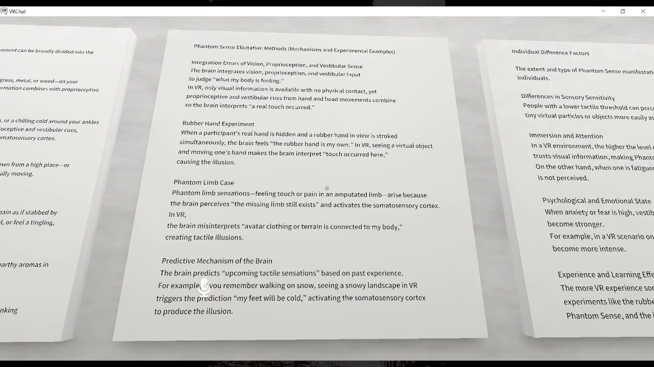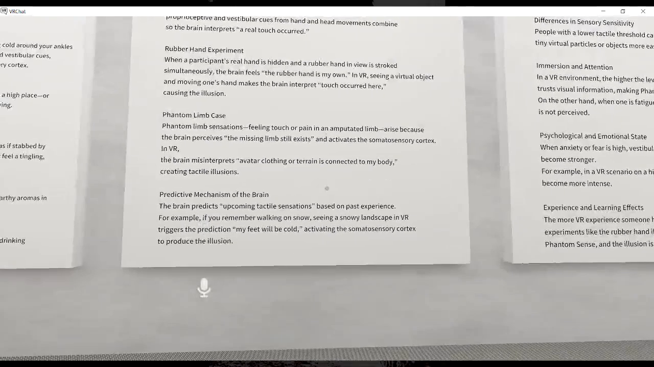Phantom limb case. Phantom limb sensations. Feeling touch or pain in an amputated limb arises because the brain perceives the missing limb still exists and activates the somatosensory cortex. In VR, the brain misinterprets avatar clothing or terrain as connected to my body, creating tactile illusions.